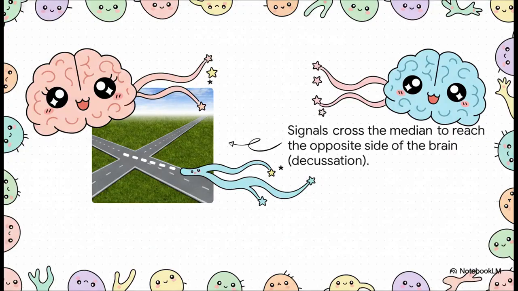Now, for a really fascinating traffic rule. It's a little weird, but most of the information coming from the right side of your body actually gets processed by the left side of your brain, and the other way around. To do this, the signals literally have to cross the median at some point in their trip. In neuroscience, this big crossover event has a name, decussation. It's a fundamental rule of how our whole nervous system is wired.